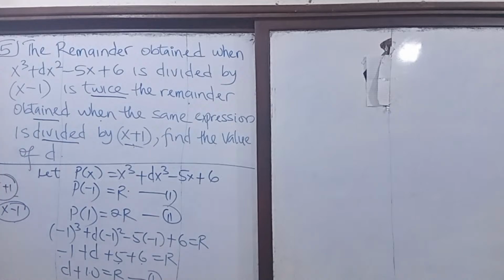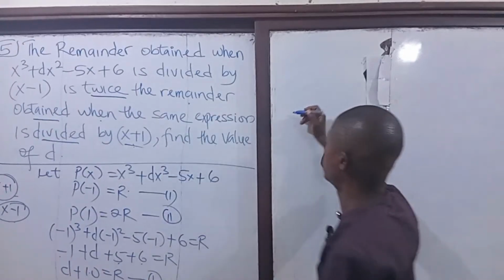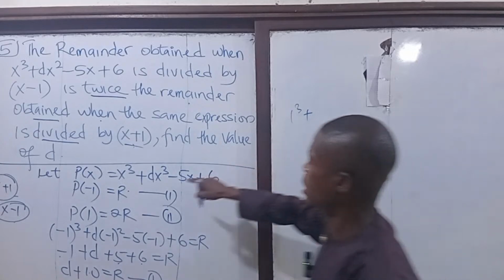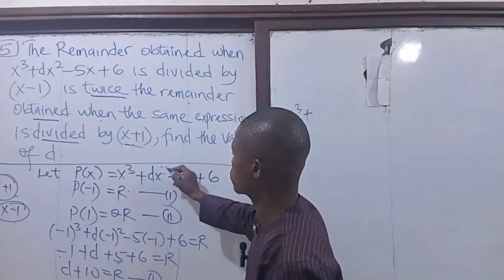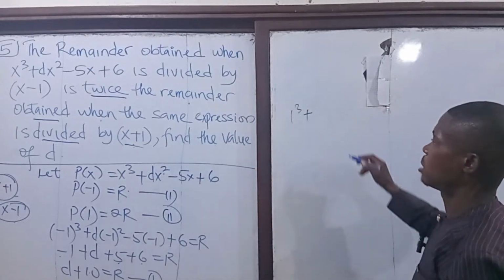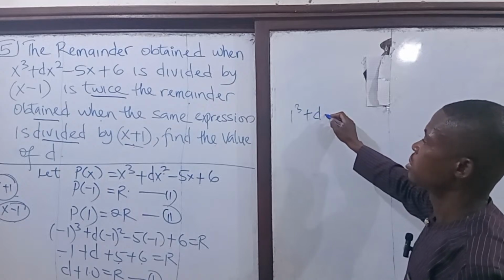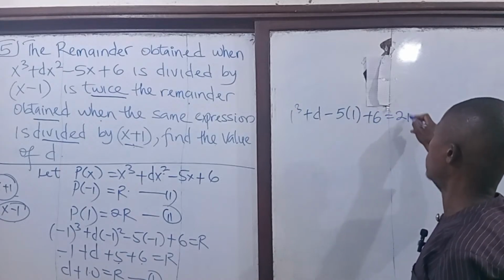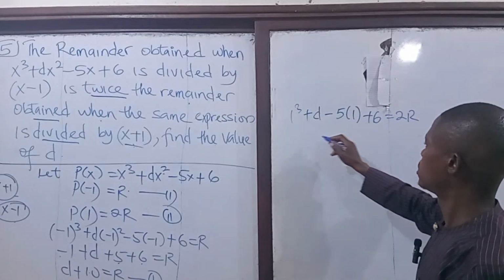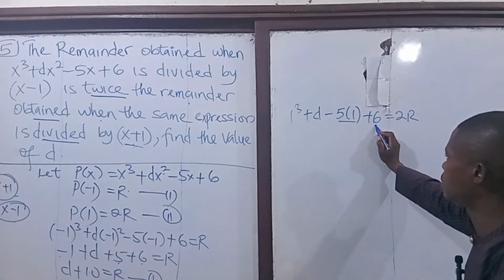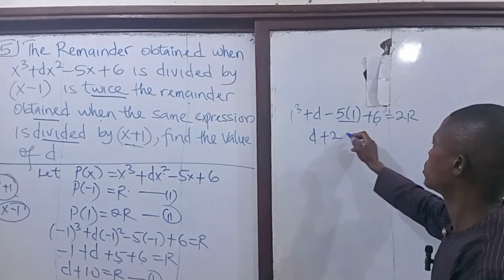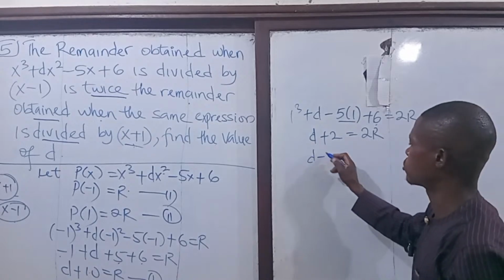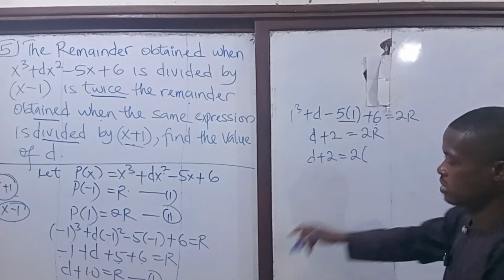The second one, for p of 1, we do the same thing. That will be 1 cubed plus d times 1 squared, not a cube, minus 5 times 1 plus 6 equals 2R. This is minus 5 plus 6, that's 1. So d plus 2 equals 2R.